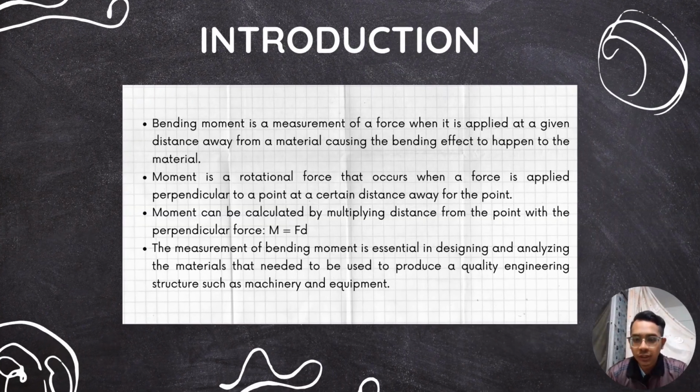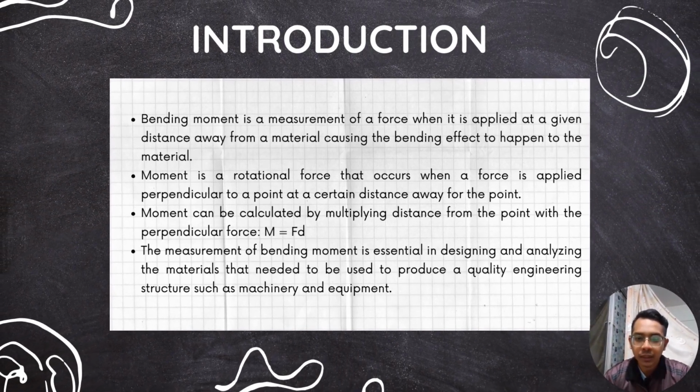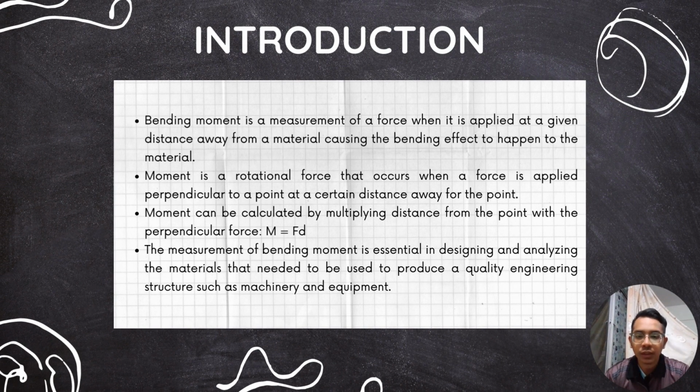For the introduction, bending moment is a measurement of a force when it is applied at a given distance away from a material, causing the bending effect to happen to the material. Moment is a rotational force that occurs when a force is applied perpendicular to a point at a certain distance away from the point. To calculate moment, we have to multiply distance with the perpendicular force at a point.